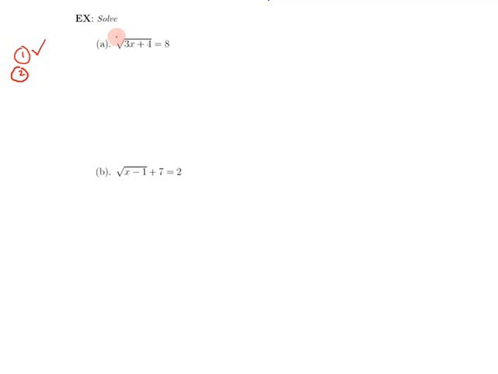So I'm going to come in here and I'm going to raise both sides. I'm going to have the square root of 3x plus 4 equals 8, and I'm going to raise both sides to the second power. Now the square root and the square cancel each other out, and I'm left with 3x plus 4. No radical on the left-hand side. On the right-hand side, I'm just going to take 8 times 8, which is 64.